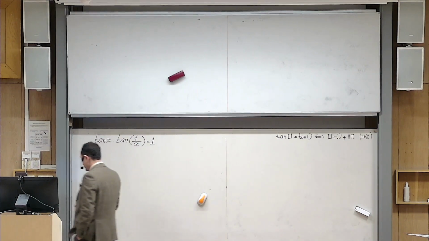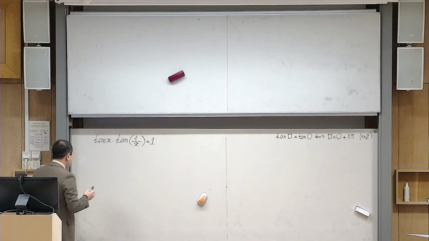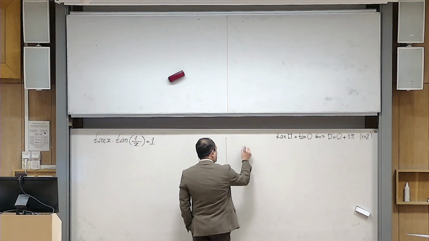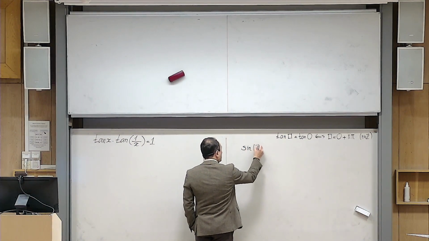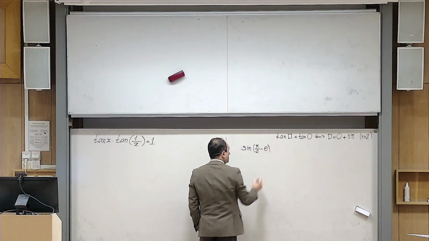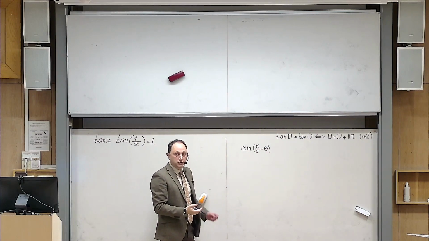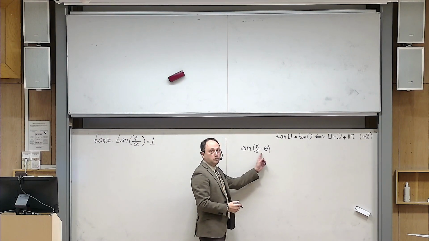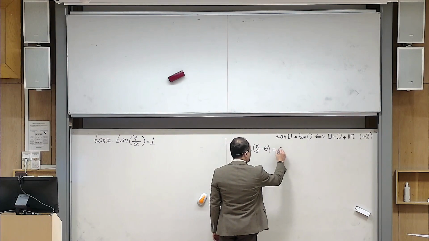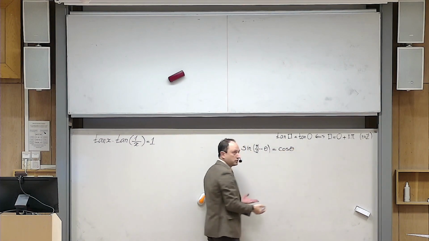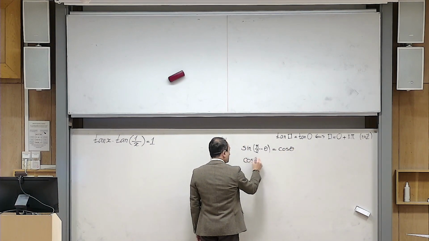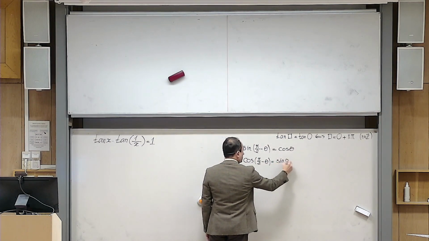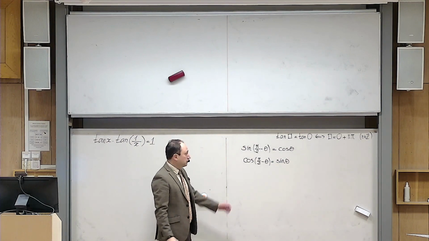Another thing that is important, I want you to have this relation. So let me remind you about this. If you have sine of pi over 2 minus theta, pi over 2 minus theta is the complement of theta. So this means that sine of one of them is equal to the cosine of the other one. And vice versa. Cosine of pi over 2 minus theta is equal to sine of theta. Okay? And now let me look at what happens.